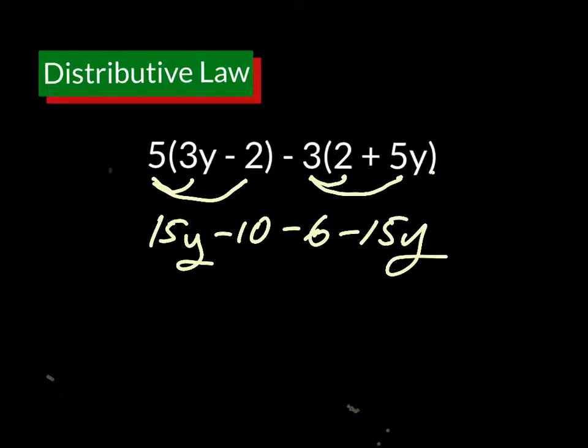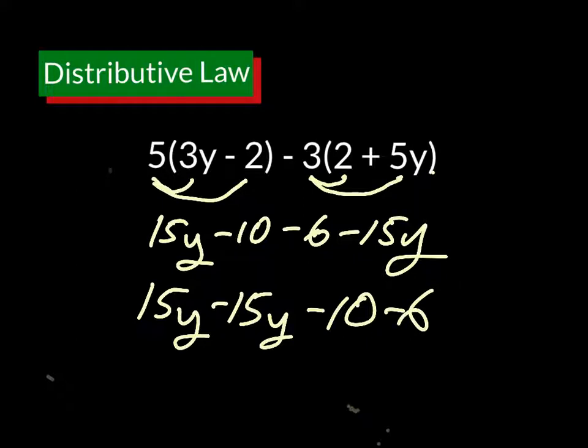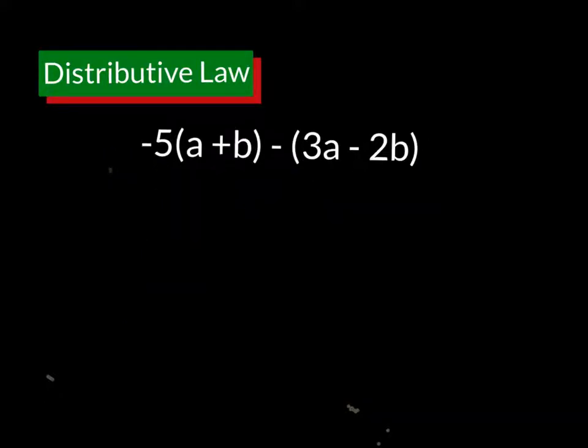So the next step is to find and combine the like terms. And we're going to start by reordering the expression so the like terms are beside each other. So we have 15y minus 15y minus 10 minus 6. So now we can combine the terms. Plus 15y and minus 15y cancel out because there aren't any y's left. Minus 10 minus 6 is minus 16. So the given expression simplifies to minus 16.